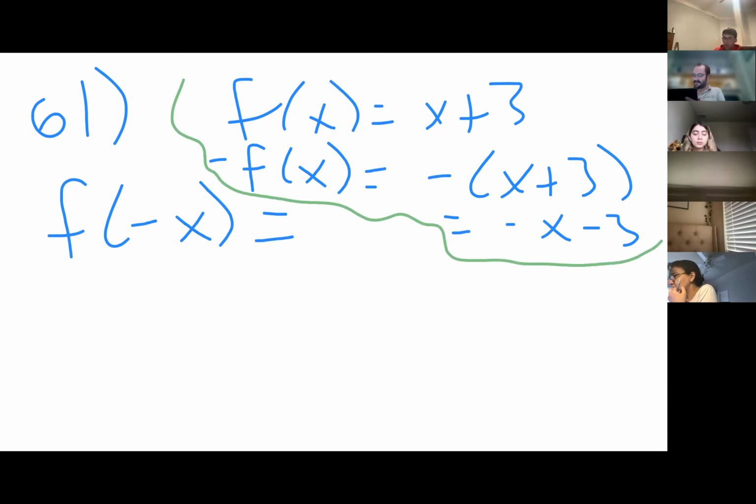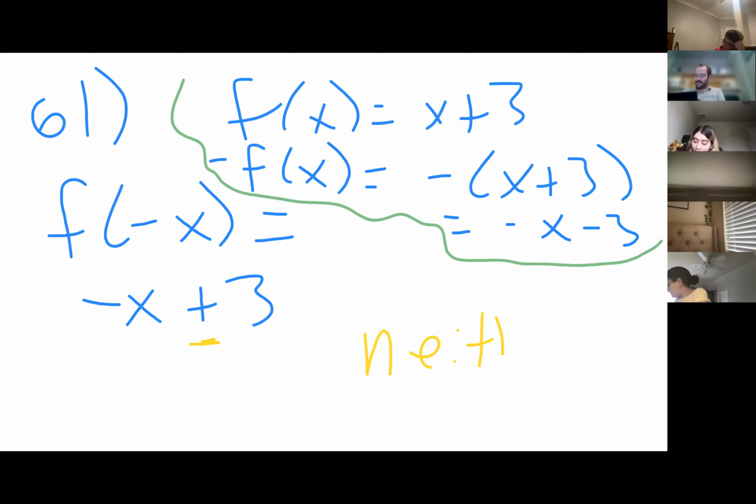So if I do f of minus x, it's minus x plus 3. And is that my f of x? Is that my original function? Or is that negative f of x? That's the opposite. The opposite should be minus x minus 3. Is that the same as the opposite? No, because it's got a plus right there. So these things, I had it right. It's neither.